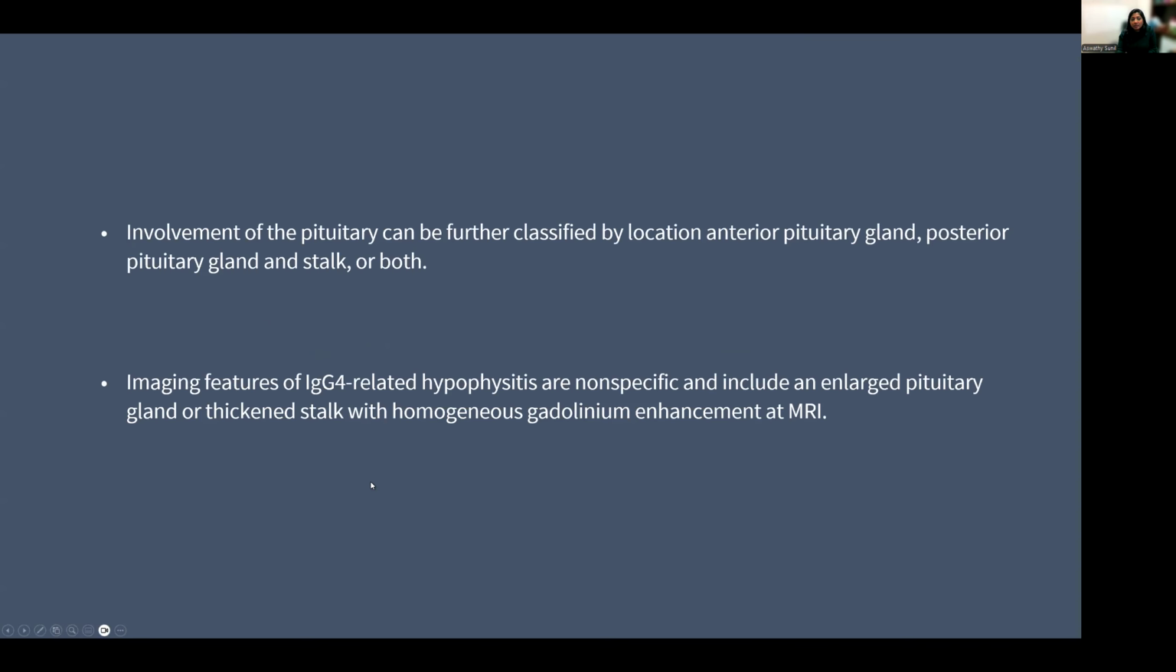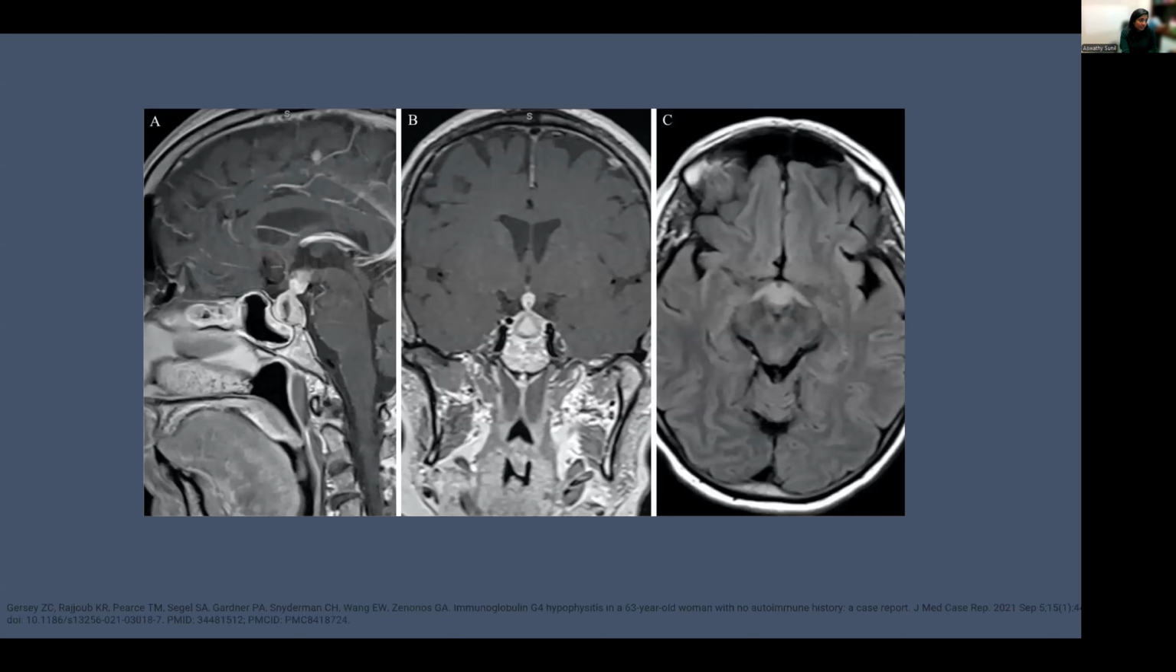Hypophysitis. Involvement of the pituitary can be involvement of the anterior pituitary, posterior pituitary, or the stalk. The imaging features are quite non-specific. It can be just enlargement of the gland or enlargement of the stalk with avid enhancement on post-contrast MR. As opposed to normal pituitary tissue, which is not FDG avid, affected lesions are usually hypermetabolic and FDG avid. So here you see diffuse thickening and enhancement of the pituitary stalk. This was a case of IgG4-related disease.